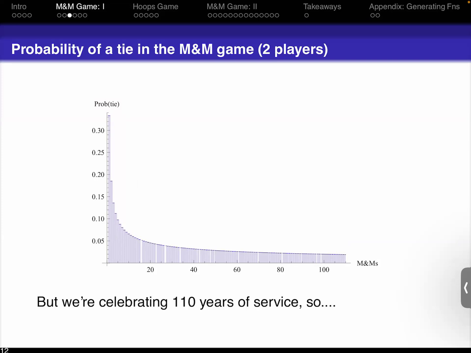What do you think happens in the limit? What do you think the probability of a tie is in the limit? 0. But if you look at this plot, what would you guess? Does it look like it's stabilizing? Yeah, it's going to 0 so slowly that it does kind of look like it's stabilizing.